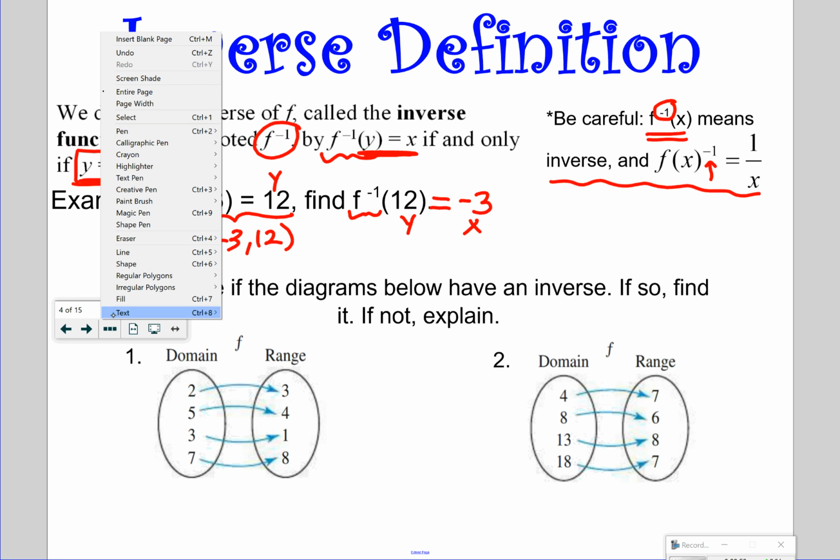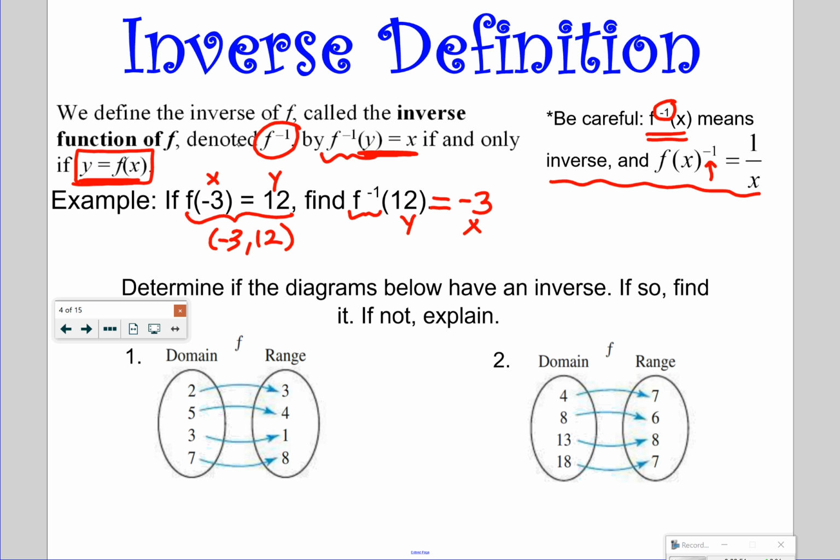We want to know, number one, do they have an inverse? And to figure out if they have an inverse, that's just that one-to-one question we were talking about a minute ago. And then if they do have an inverse, we want to be able to calculate it. Okay, so first let's look at these values. My domain elements are 2, 5, 3, and 7. They're all different, and they each go to 1 y. 3, 4, 1, and 8.